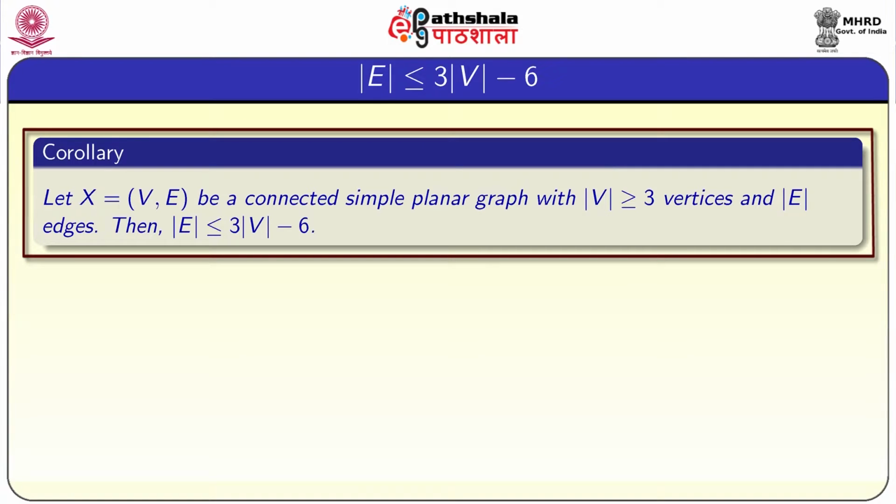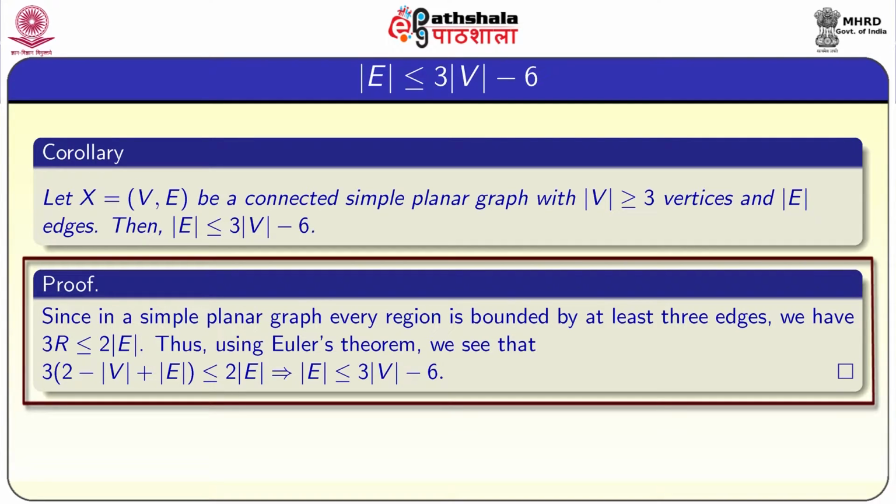Now, as an important application of this Euler's theorem, let X equal to (V, E) be a connected simple planar graph with |V| greater than or equal to 3 vertices and |E| edges, then the number of edges is less than or equal to 3 times |V| minus 6. Since in a planar graph every region is bounded by at least 3 edges, we have 3R is less than or equal to 2|E|. Thus, using Euler's theorem, we see that 3 times (2 minus |V| plus |E|) is less than or equal to 2|E|.